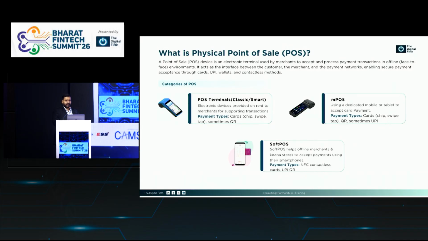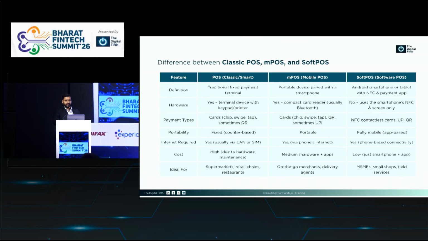The new entrant into this market is the soft POS service, which is an application installed on top of your Android device, which helps you enable the mobile device itself as a POS machine. It uses your phone's network as well as NFC capability to connect to the card, or to read the details of the card. So there are three parts of it: POS, MPOS, and soft POS.